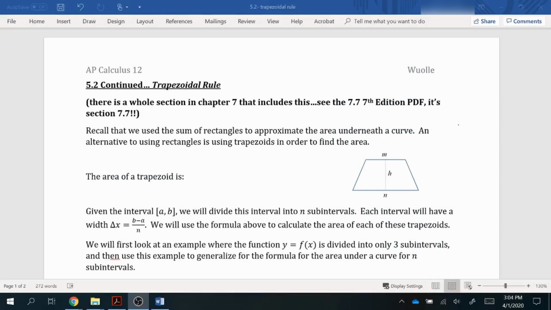Hi, all, and welcome to our second lesson of our supplemental chapter. This is an extension of section 5.2 that we did way back in February.